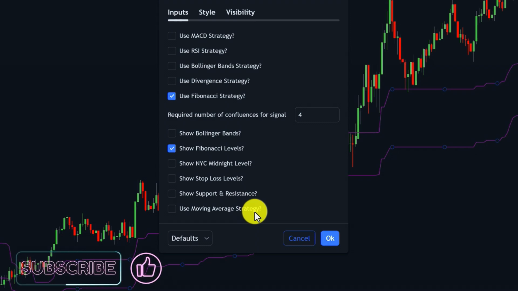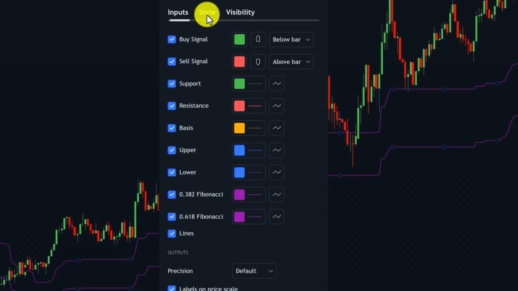Now, switch over to the Style tab. This is where you can adjust the visual aspect of the Fibonacci levels. Feel free to experiment with different colors and line thicknesses until you find a look that's easy for you to read and suits your style. Once you're satisfied with your customization, click OK to save your settings. This setup will help you clearly see key levels.